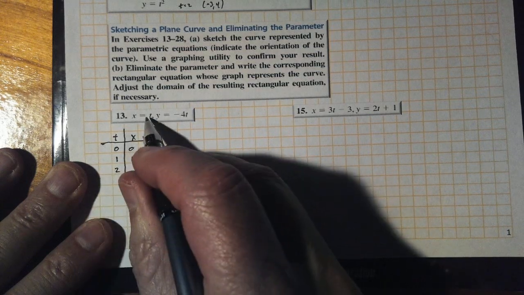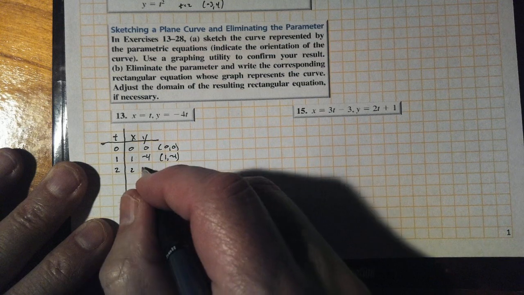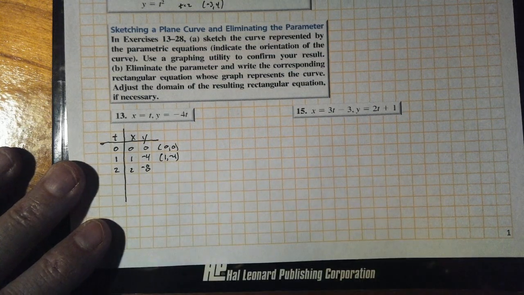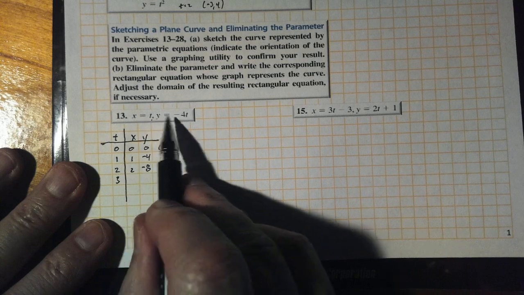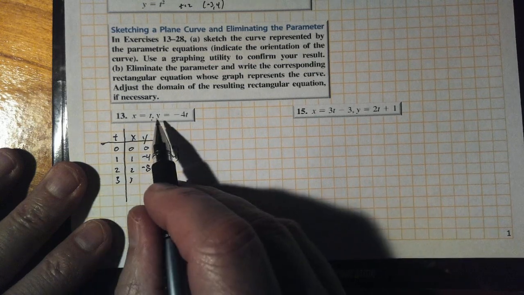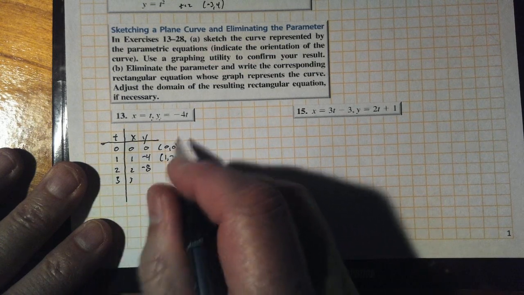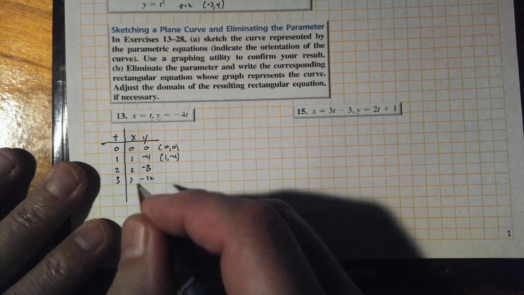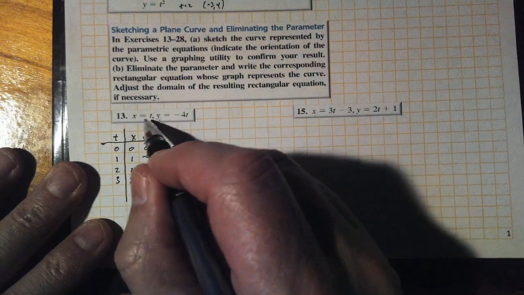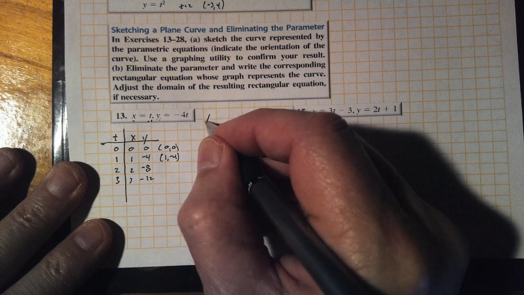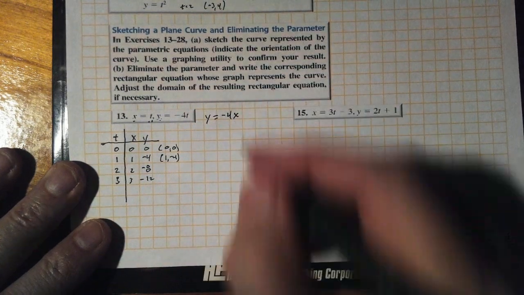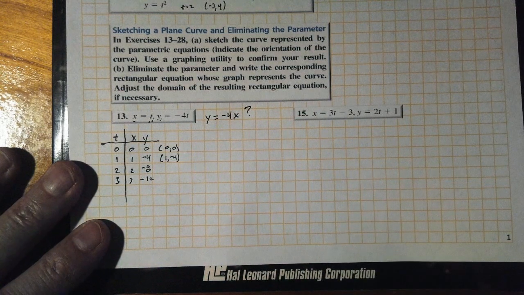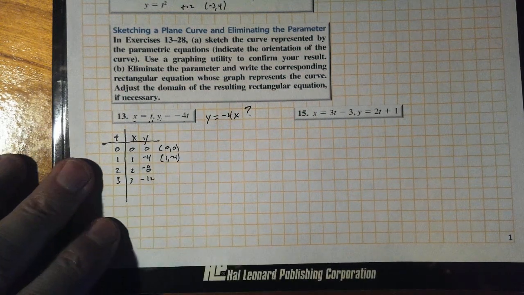If T is 2, X is 2, Y is -8, and I'm definitely seeing a pattern here. Let's go one more just to see it. If T is 3, X is 3, Y is -4 times 3, -12. In fact, if T is X, isn't this just the equation Y equals -4X? That's called replacing the parameter.